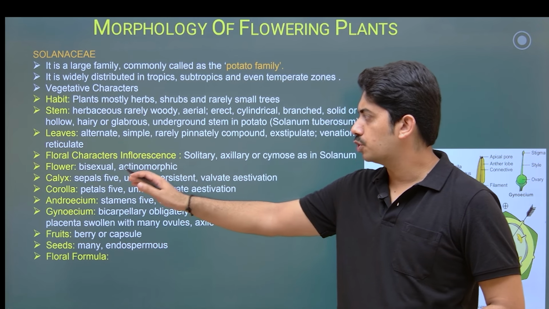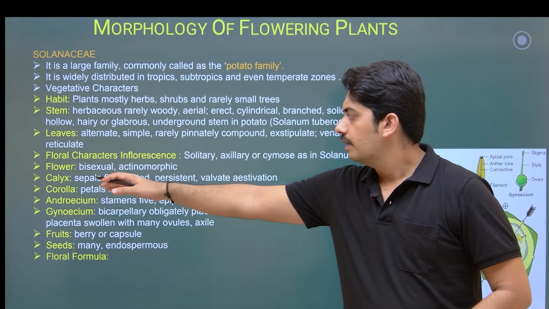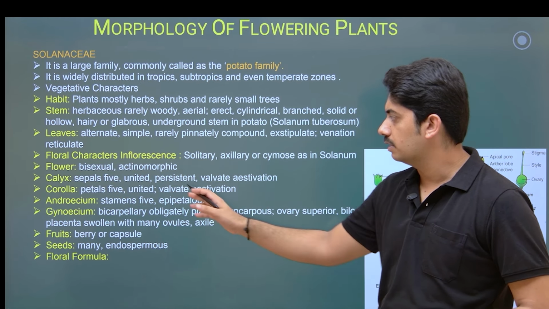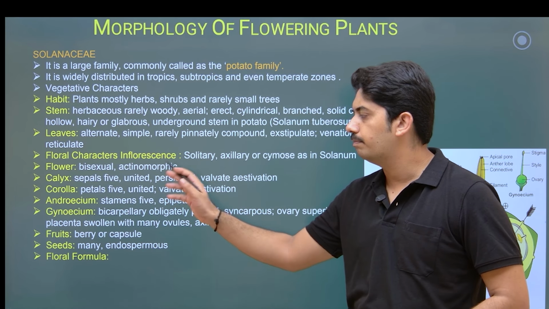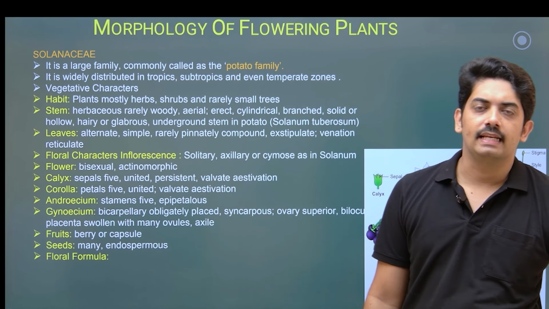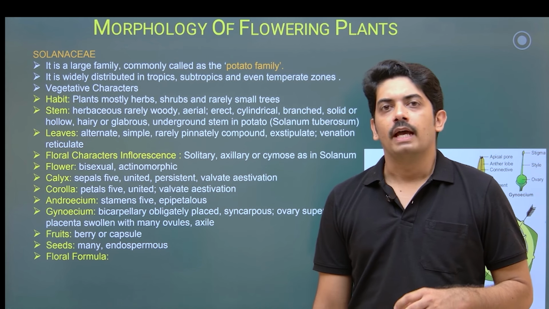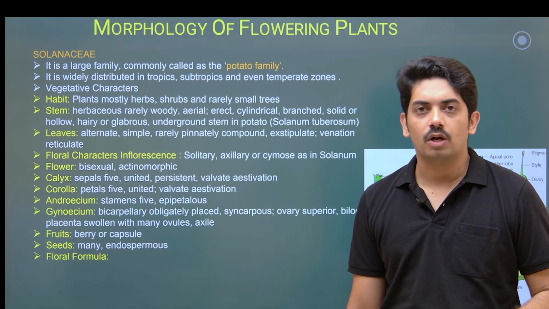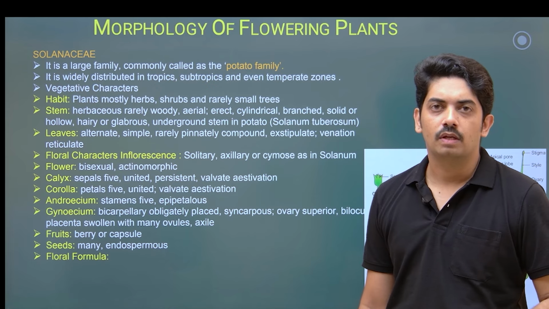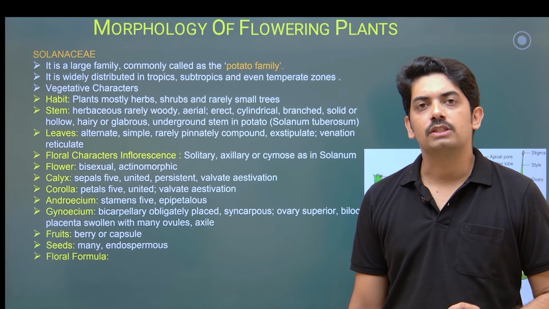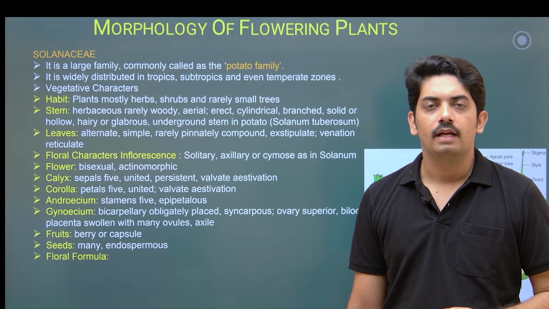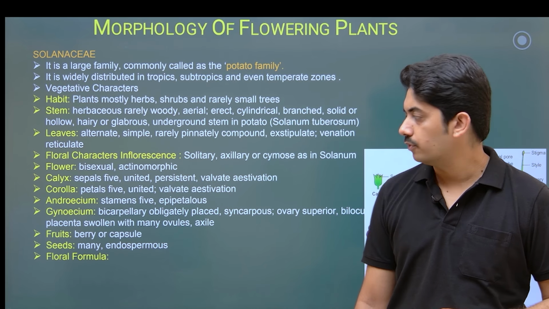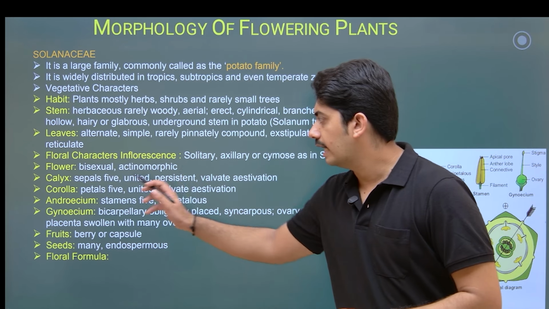Then flowers bisexual, actinomorphic. Calyx, sepals 5, united, persistent, valvate aestivation. This character is very, very important. Persistent calyx, what does it represent? Actually, after fertilization, accessory whorls wither off. But in the case of Solanaceae members, this calyx grows along with the ovary, and after the development of fruit, you can see the persistent calyx on the fruit. Okay, so this is one important character.